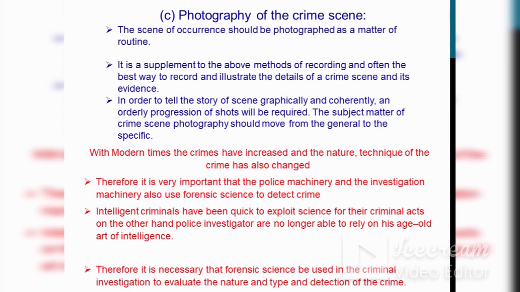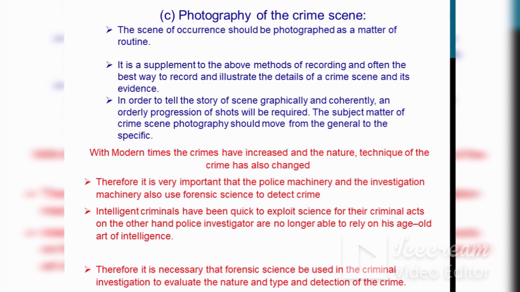Photography. Photography is also an important documentation. The scene of occurrence should be photographed as a matter of routine. It's a supplement to the above methods of recording and often the best way to record and illustrate the details of a crime scene and its evidence. In order to tell the story of the scene graphically and coherently, an orderly progression of shots will be required. The subject matter of crime scene photography should move from the general to the specific.